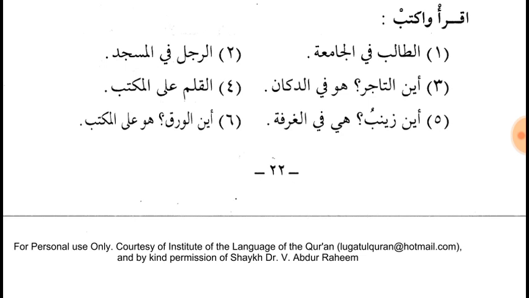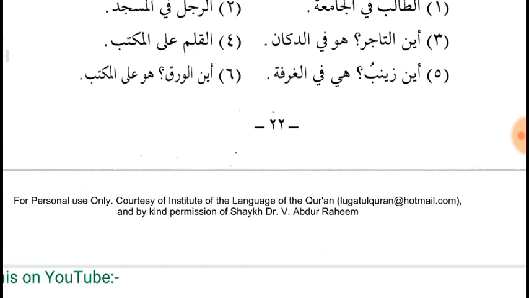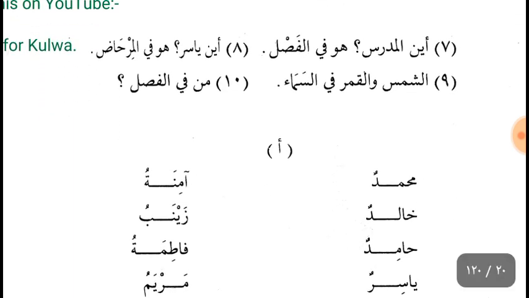القلم على المكتب. The pen is on the desk. أين زينب؟ Where is Zainab? هي في الغرفة. She is in the room. Okay. أين الورق؟ Where is the paper? هو على المكتب. It is on the desk. Okay, correct. أين المدرس؟ Where is the teacher? هو في الفصل. He is in the class.